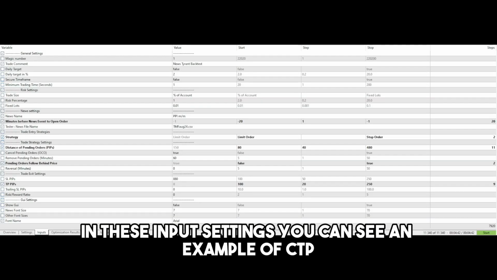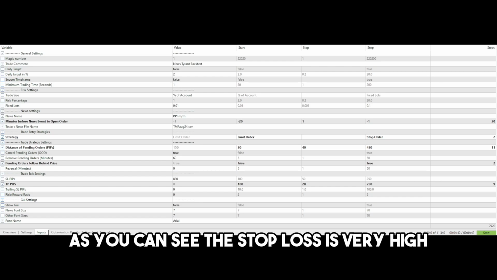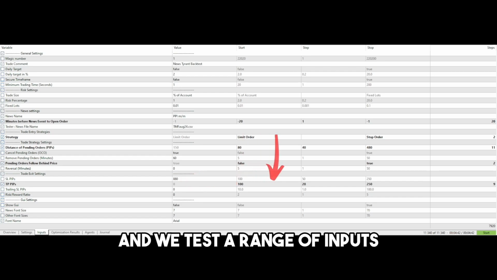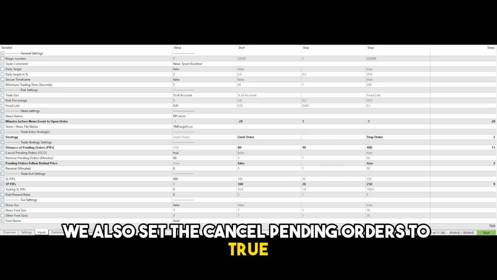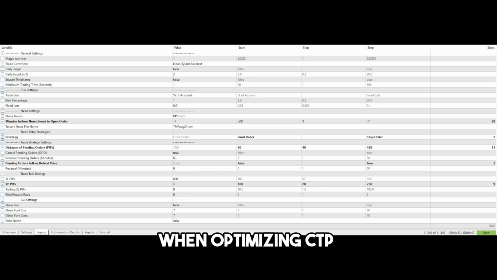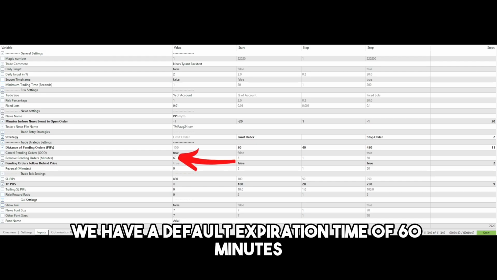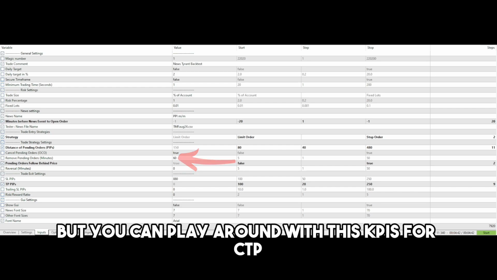In these input settings, you can see an example of CTP. As you can see, the stop loss is very high, and we test a range of inputs for the take profit. We also set the cancel pending orders to true when optimizing CTP. For custom take profit, we have a default expiration time of 60 minutes, but you can play around with this.